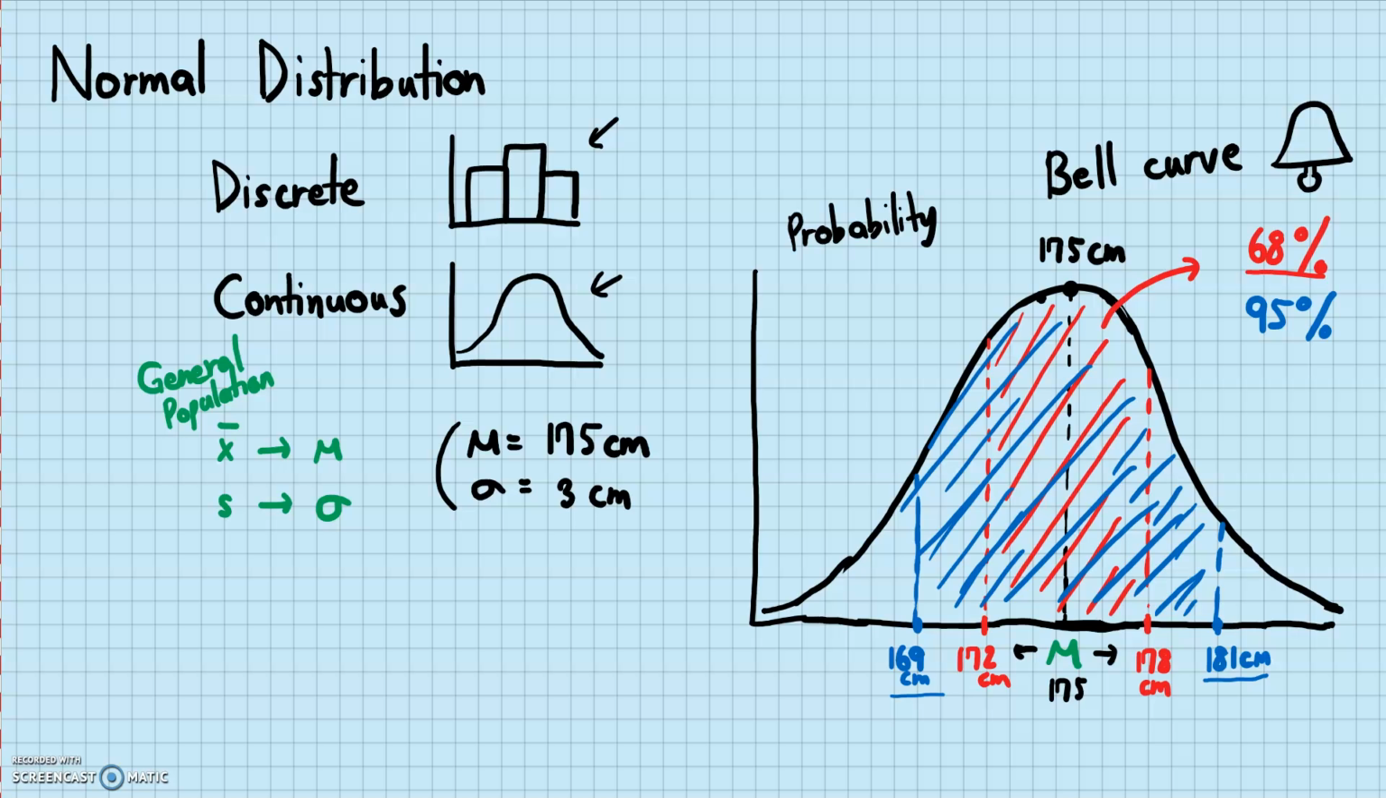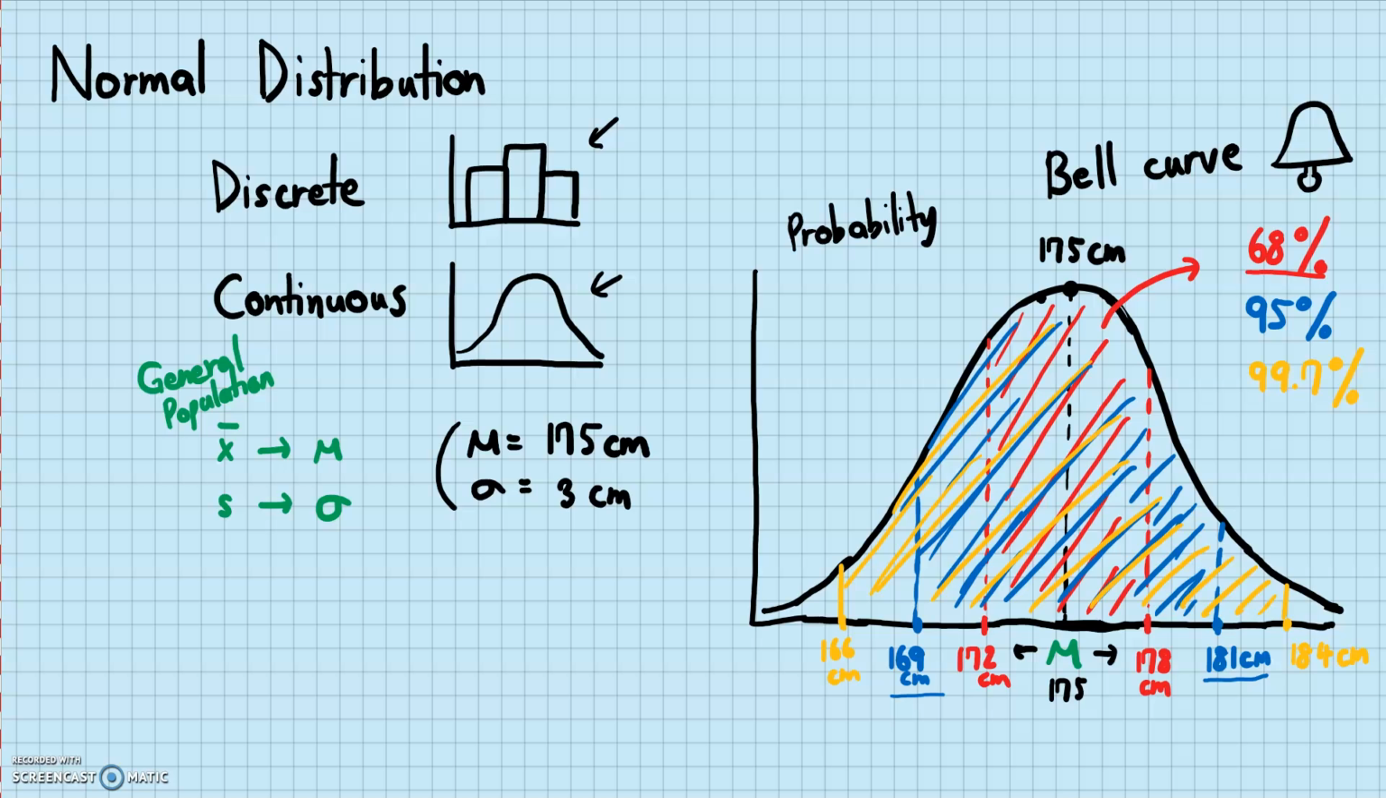Okay, now if we go 3 standard deviations, that's going to be between 184 centimeters and 166 centimeters. Now that is going to include 99.7% of the population. Okay, that's almost everyone. Basically, most people are going to be between 184 centimeters and 166 centimeters. Or in terms of standard deviations, most people are going to be within 3 standard deviations from the mean.